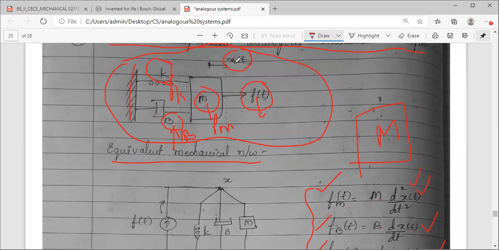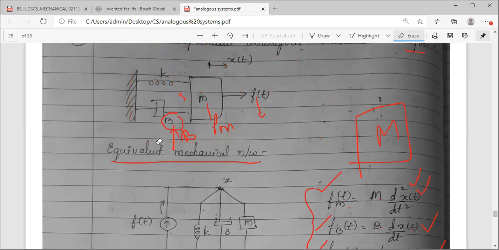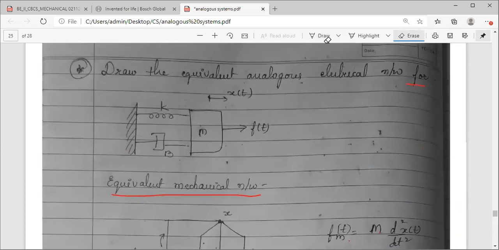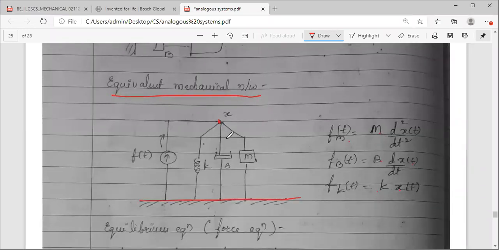How many nodes are there? How many displacements are there in the given system? There is only one displacement, that is x(t). So the very first step is to identify, due to the applied force, how many displacements exist in that system. So there is only one displacement. जितने displacements होंगे उतने nodes रहेंगे. But here it is simple. There is only one node, say x, and draw a reference at some distance.